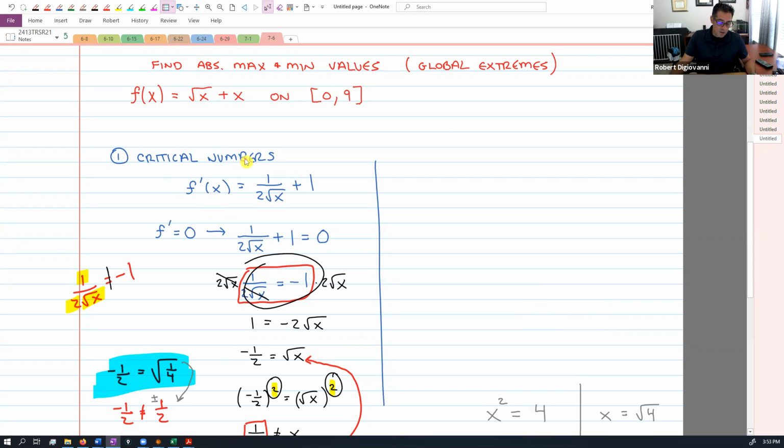Gabriella had us getting the critical numbers. The first thing we do is figure out where the derivative is 0. Now we need to figure out where the derivative is what?